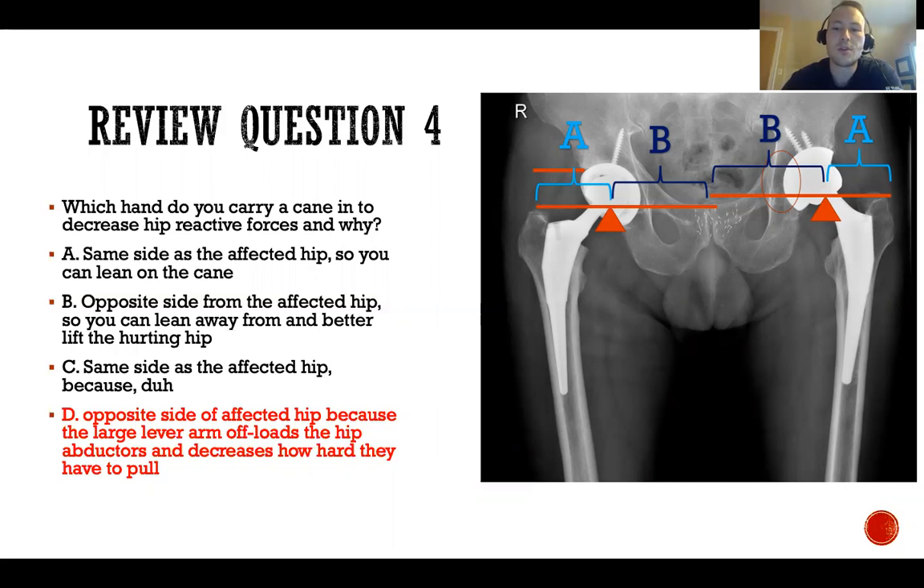If you were to carry a cane in the opposite hand, meaning away from it, it would decrease the forces seen on B and therefore decrease how hard A has to pull to keep the pelvis level. And therefore, that is the way that you decrease how tightly the abductors actually pull the joint into place, and it actually decreases the forces that are seen at the hip.